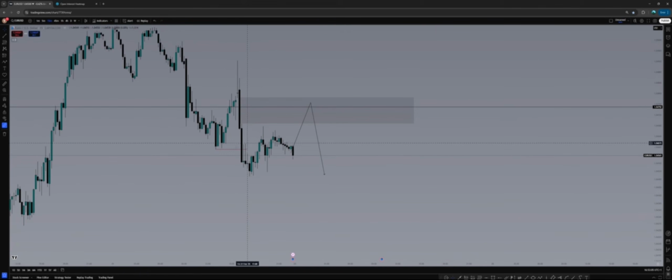You do your analysis. For those of you that do break of structure and fair value gap, you see a break of structure, you see a fair value gap, and then you have a precise place to take your entry from. Then you put your stop loss, because anything can happen in the market. But with this, it will increase your win rate drastically. Trust me, it will increase your win rate drastically.